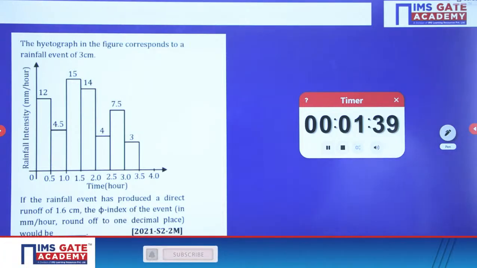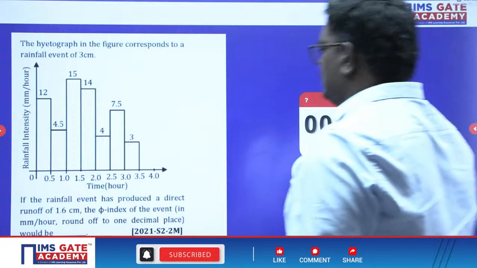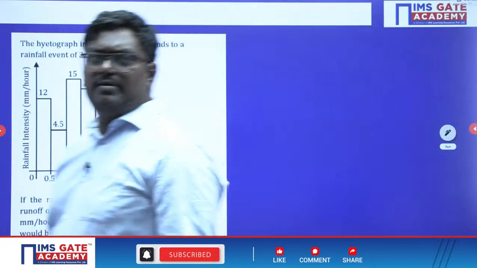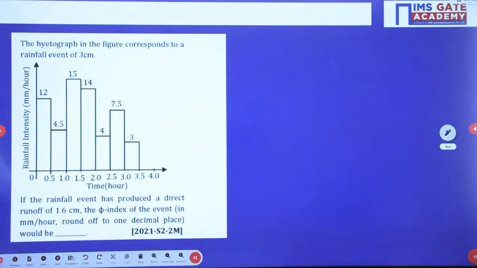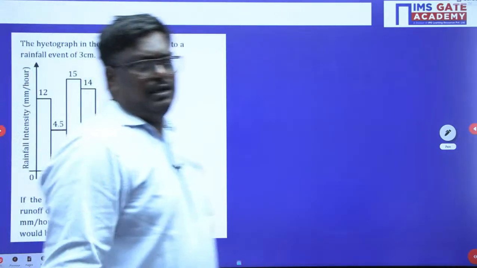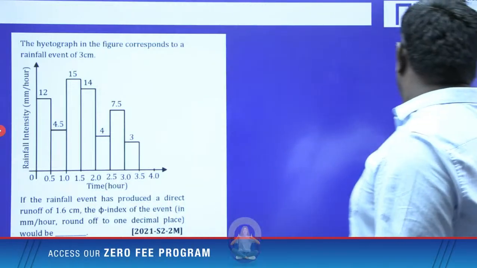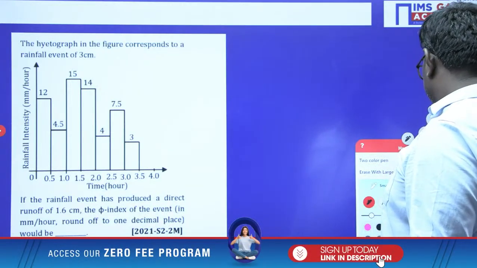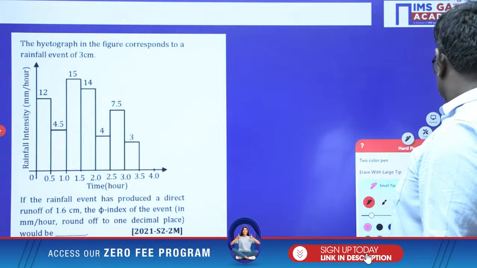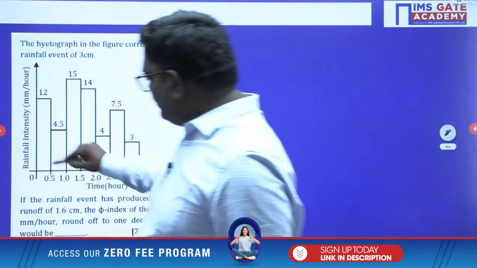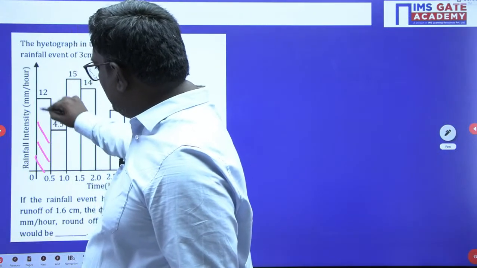See, students, here I have given the hydrograph. What is the hydrograph? It is a graph drawn between intensity and time. Okay, now see. I'll tell you how to calculate the area here. First of all, this is the area you have to calculate.